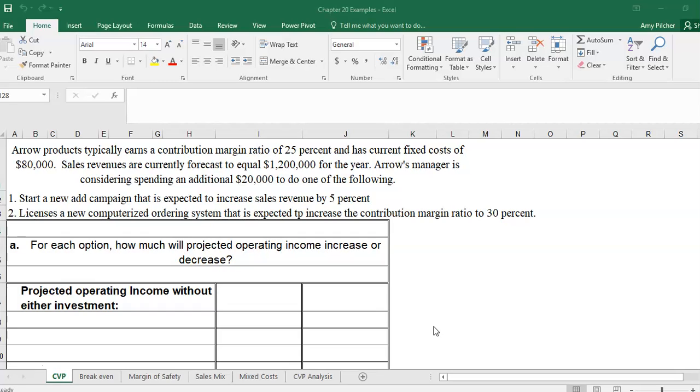We have two options. One is to start a new ad campaign that can increase our sales revenues by 5%. The other one is to license a new computerized ordering system that is expected to increase the contribution margin ratio to 30%. So we need to decide which option is the best option for our $20,000 expense.